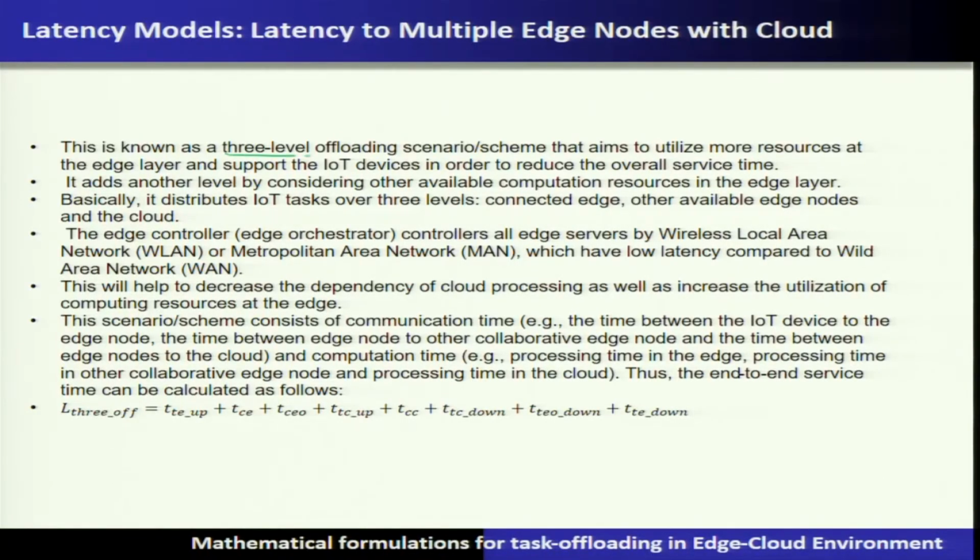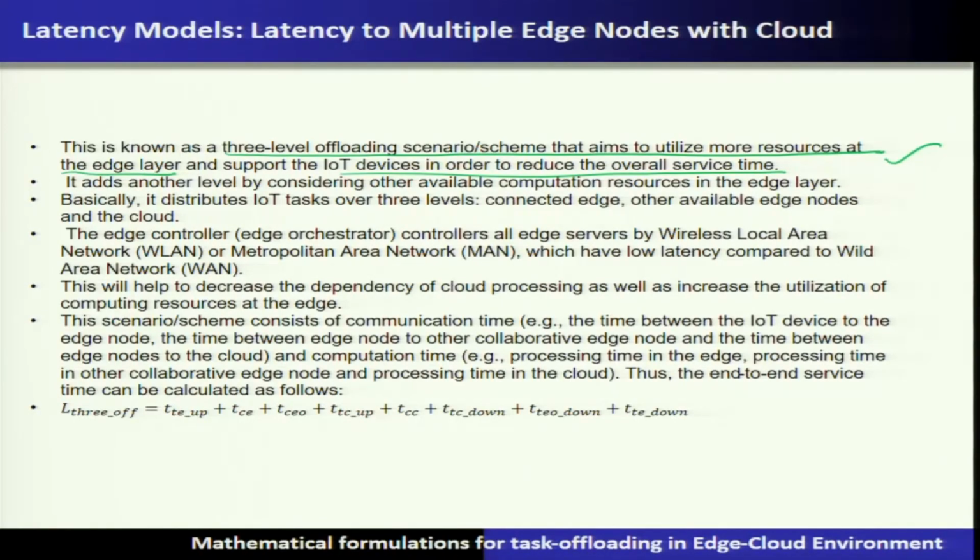This is known as a 3-level offloading scenario, and the aim is to utilize more resources at the edge layer and then support the IoT devices in order to reduce the overall service time. More resources being available from the edge is only possible with multiple edge nodes, that is, the connected edge. So this is a new model which will bring the latency down to a very minimal level.